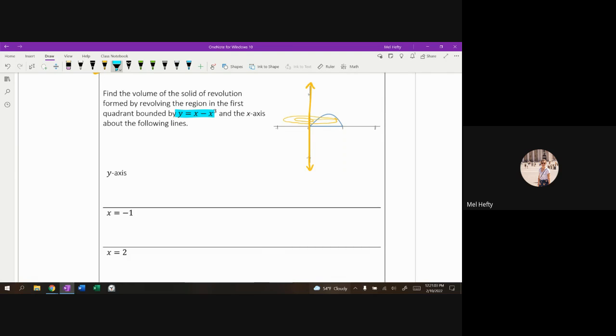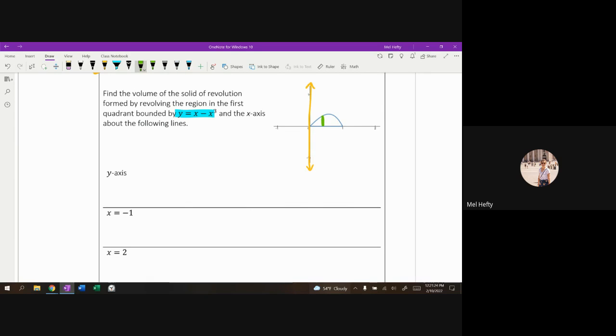So in this question, if I want to rotate around something vertical, I need to use x's. So this is a good example of a function where I would have to use shell method to be able to do this question. So we're going to rotate this around a couple of different lines so that you can see what's going on.